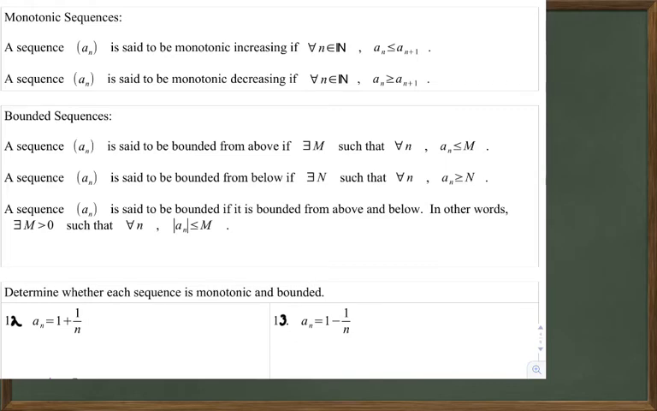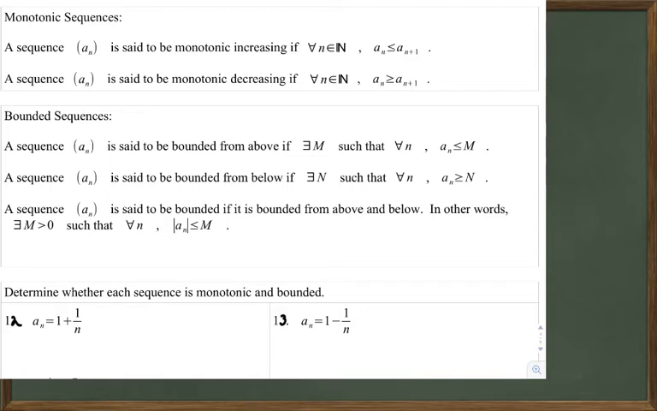A sequence a_n is said to be monotonic decreasing if for all n in the natural numbers, a_n is greater than or equal to a_{n+1}. So the succeeding term of the sequence is smaller than the preceding term.